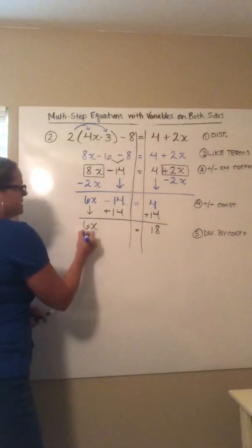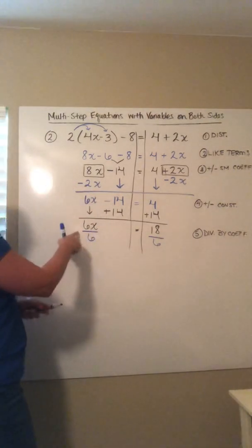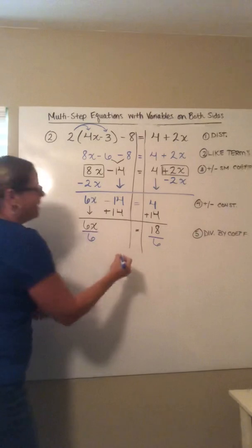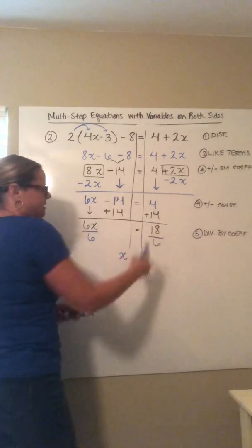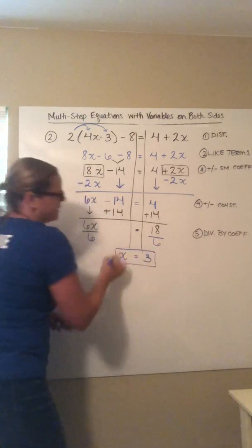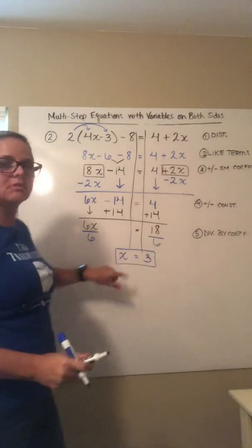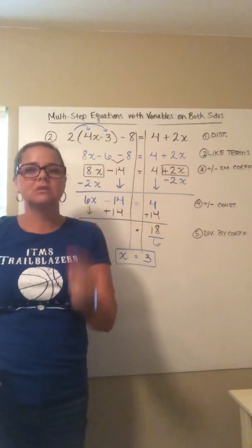So I'm going to divide both sides by 6. 6 divided by 6 is 1. Yay, I have 1x by itself on the left side. 18 divided by 6 is 3. Okay, and what does this mean? This means there is only one solution to this problem.